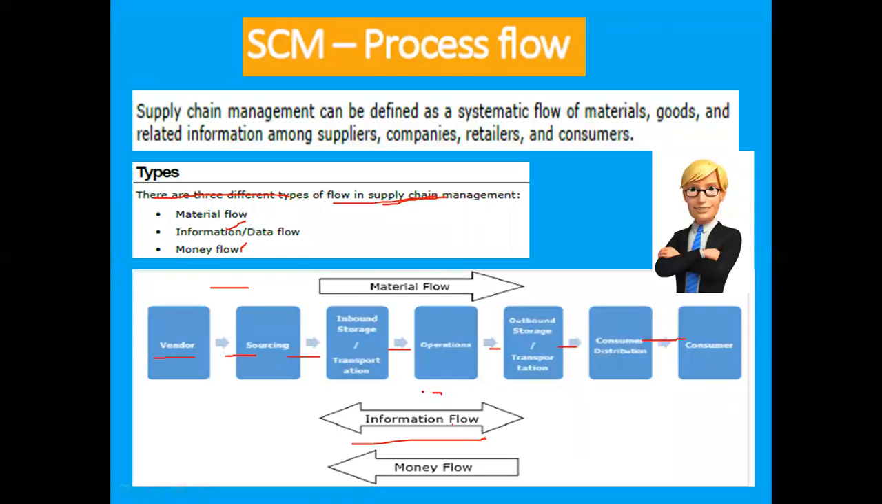See, the information flow is passing to and fro, and the money flow is passing in the backward direction. The material flow, the product, the raw material from the starting side, the finished product from the other side. Information with feedback, and money should also flow from the customer to the distributor and finally to the manufacturer, that is the vendor. So this is the process flow of SCM. You can write it on your own whenever the question comes like this, right?